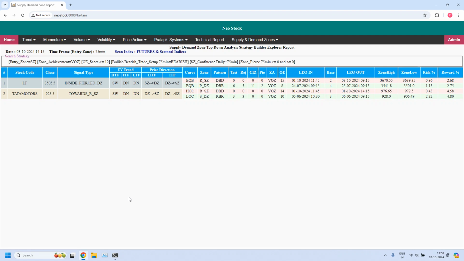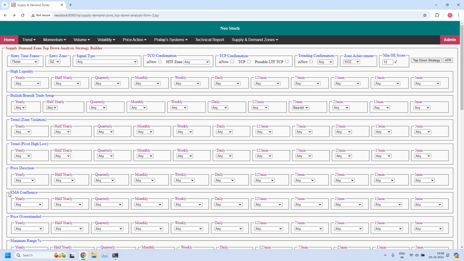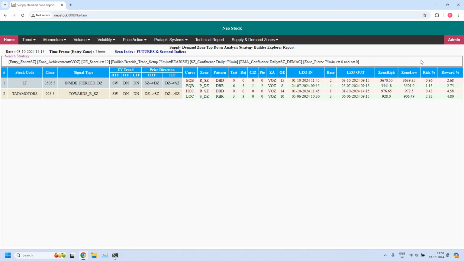If out of these 2, EMA confluence is also there, it is a more high probability setup. So what I am doing is, in the EMA confluence at the daily time frame, because the 75 minute supply zone is part of the daily supply zone, and if the daily supply zone has daily EMA confluence, it is a high probability setup. Very good. Both the stocks have even daily EMA confluence. The supply zones have daily EMA confluence. We have L&T and Tata Motors filtered.